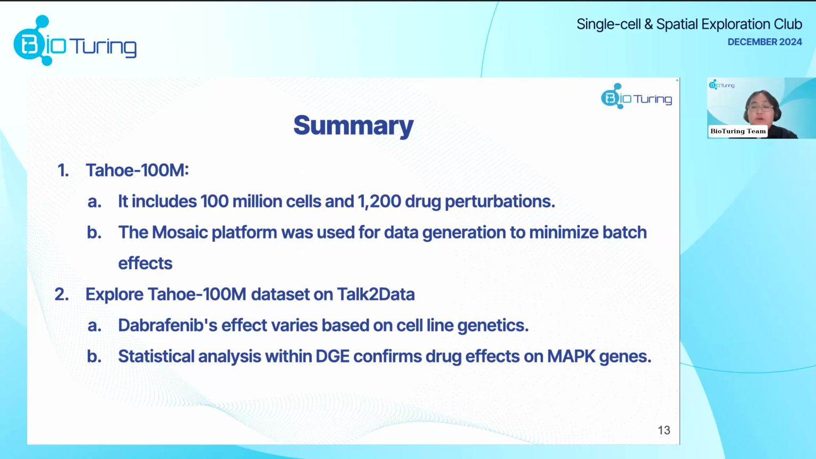Tahoe-100 is a very big data set with a huge number of drug perturbations. And the Mosaic platform, the 50 cells in one well experimental design which was used for data generation, is great to minimize the batch effects. Within Tahoe-100, we found, or validated, that the drug effects vary based on different cell line genetics or different mutations. And we also did the statistical analysis within the DGE to confirm the drug effects on marker genes.